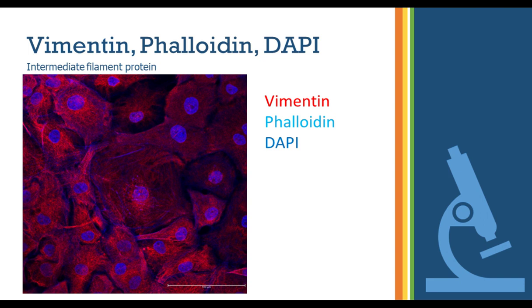Then we looked at the structural proteins again. You've got the vimentin and the phalloidin. Phalloidin, again, is in blue, so the blue squares are the phalloidin staining. Again, the DAPI in the center is the nuclei circles.